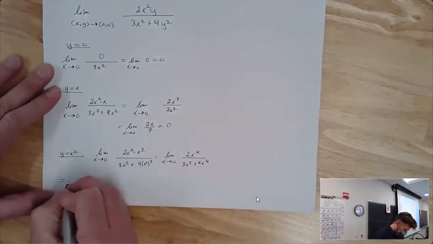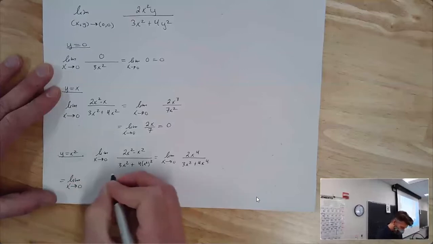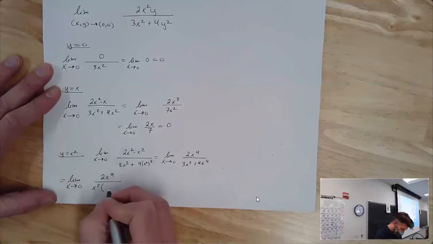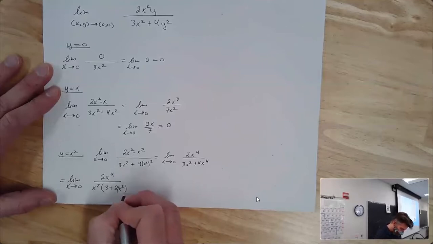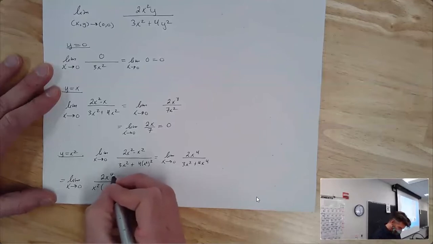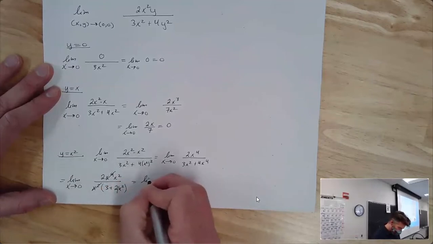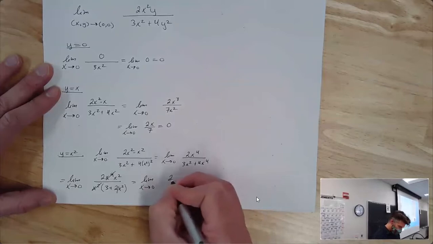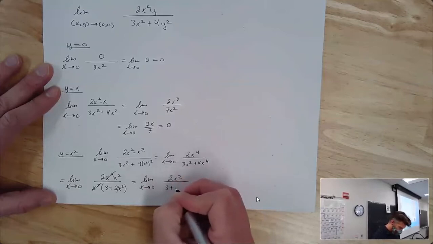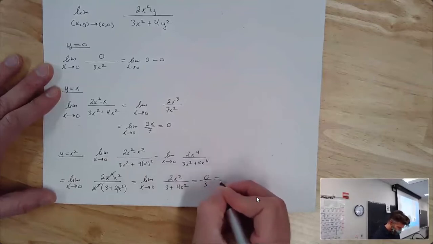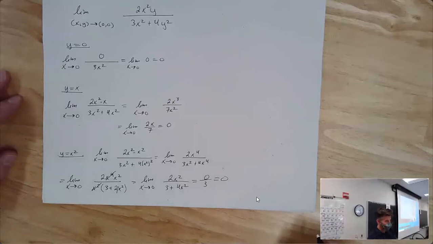So I'm going to write this as the limit as x goes to 0 of 2x to the 4th over x squared times (3 plus 4x squared). Cancel an x squared here and an x squared there. I'm left with the limit as x goes to 0 of 2x squared over 3 plus 4x squared. But that's going to be 0 over 3, which is 0. I'm getting a lot of zeros. This limit might be 0.